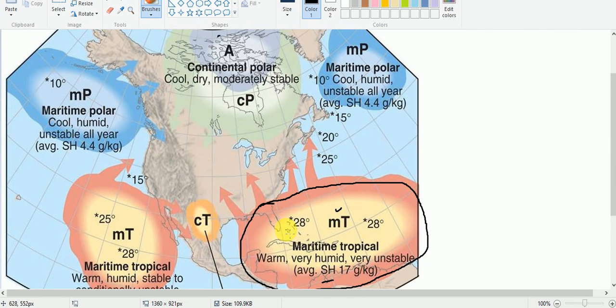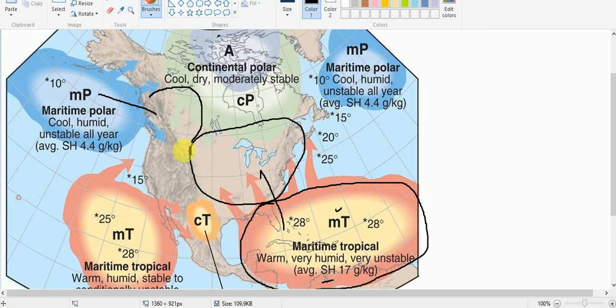So when this warm air mass moves into this area, the temperature of this land mass will increase and there will be rainfall. Like that, when the maritime polar air mass moves here, then the temperature here will be lower because this is a polar air mass. So in this way, an air mass affects the temperature of a place when it moves.